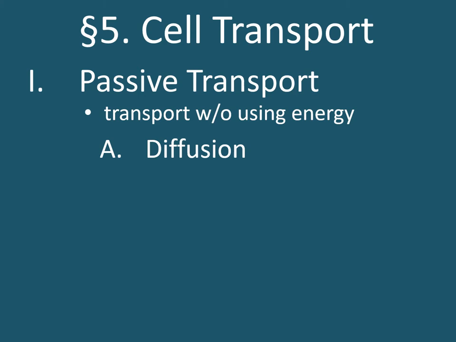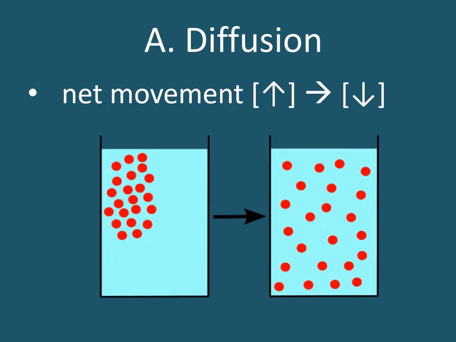The first type of passive transport we'll discuss is diffusion. The simplest form of passive transport is diffusion. Diffusion is defined as the net movement of molecules from a high concentration to an area of low concentration. In this diagram, you can see the molecules in red are floating in water. On the left, they're in an area of high concentration, and over time, the molecules spread out and get further away from each other. In other words, they move to an area of low concentration.